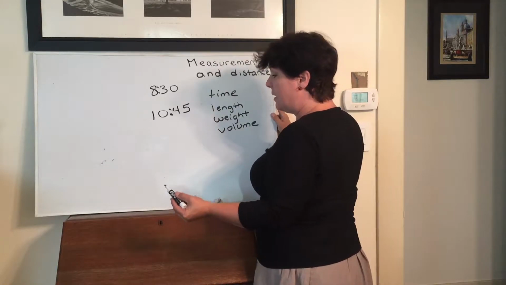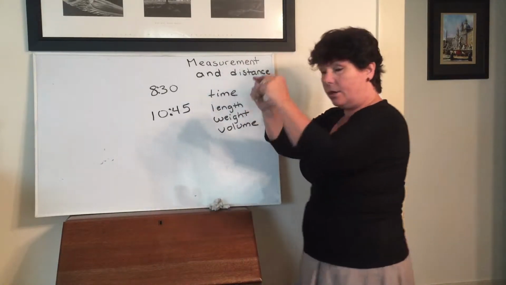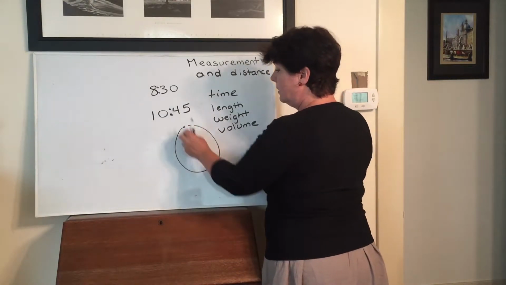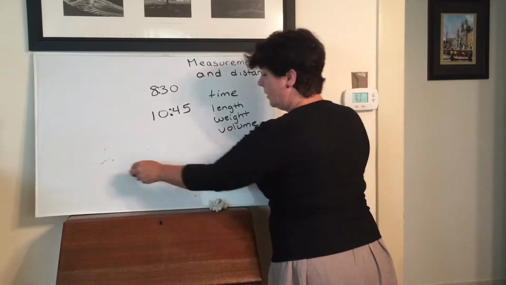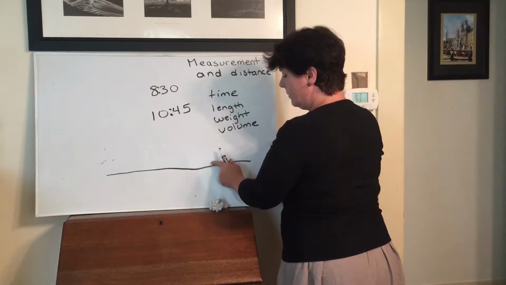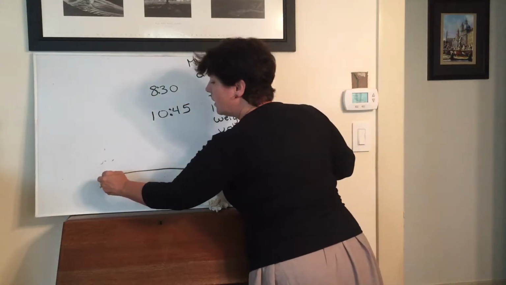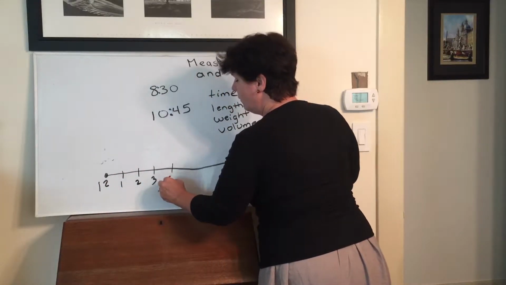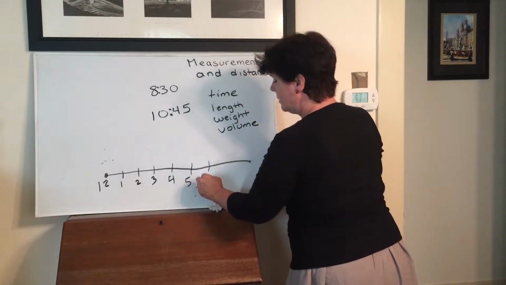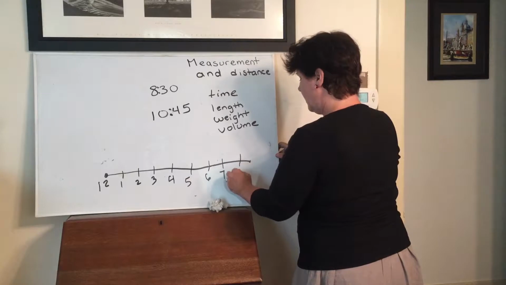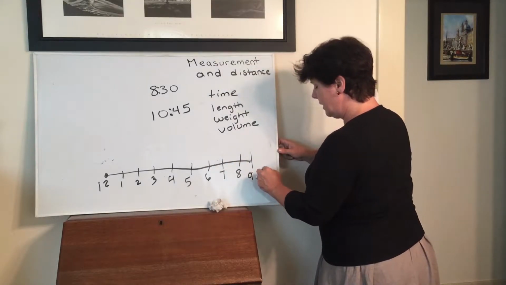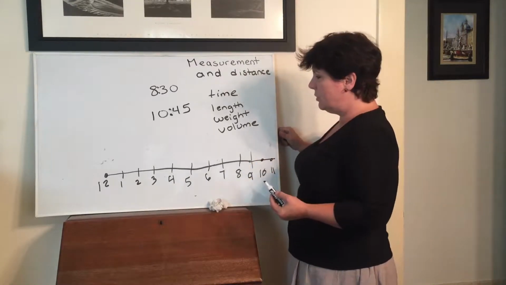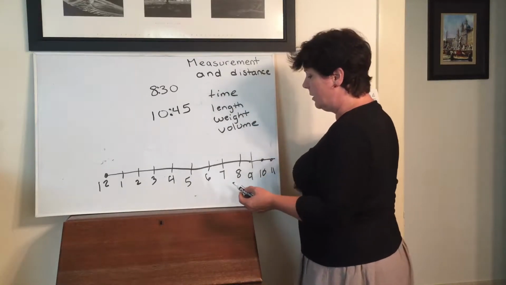Well, the first thing I would do is have them make a clock, but instead of the clock being in a circle, I would have them take that circle, break it up, and open it flat. So the clock starts at 12, goes 1, 2, 3, 4, 5, 6, 7, 8, 9, 10, 11. And all you would do is put these values on the clock.